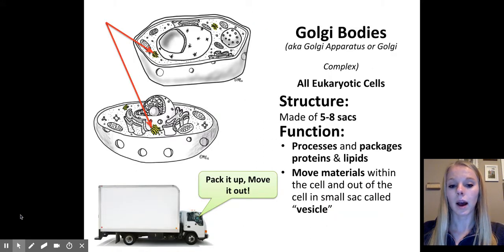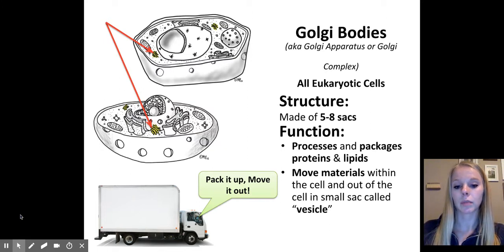Golgi bodies, which are also known as the Golgi apparatus or the Golgi complex, are found in both plants and animals. These sac-like structures work together to process and package proteins and lipids in a cell. They move these materials around in sacs called vesicles. Your seventh keyword is of.